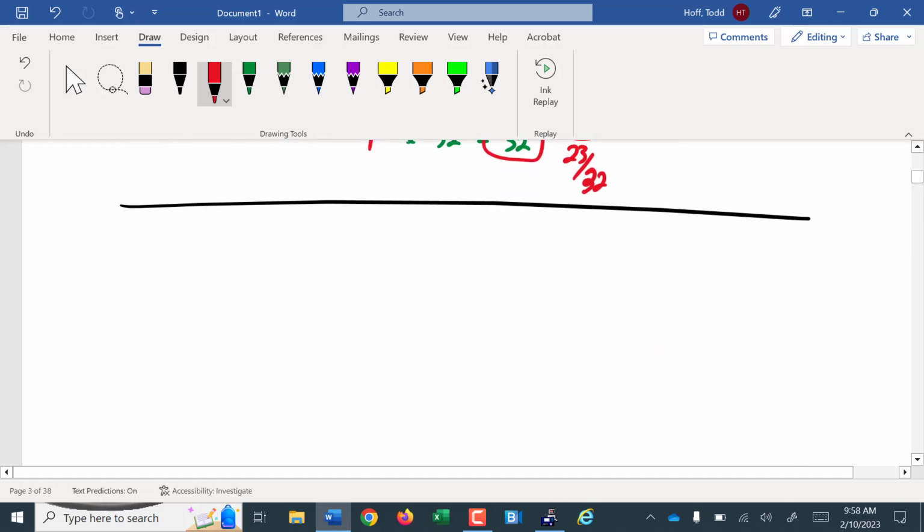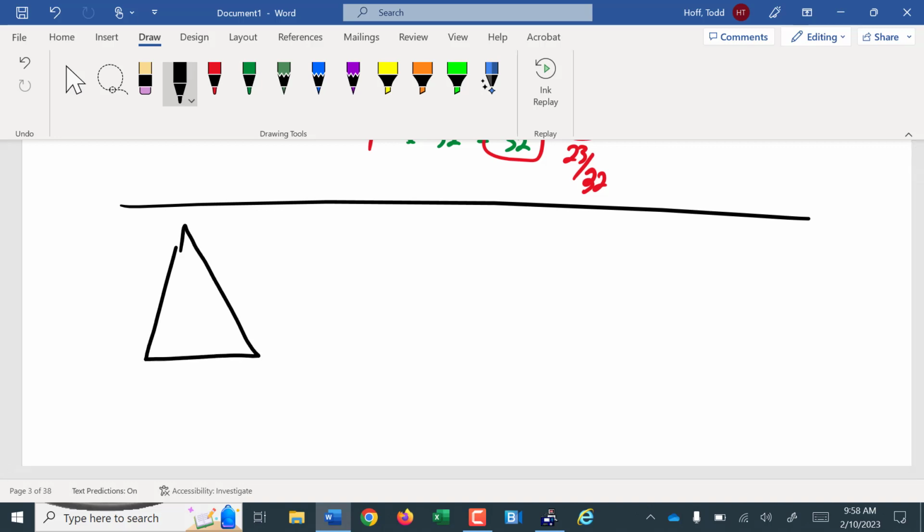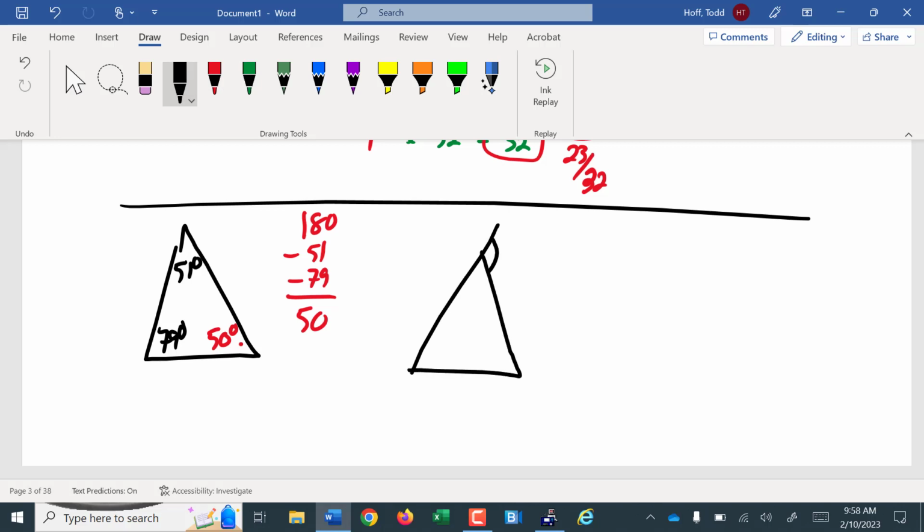Okay, so 14 through 16 are just finding missing angles. So if we have 51 degrees, 79 degrees, what's this one have to be? 50. Again, it's just 180. We subtract the other two angles to get what's left over. And this one, if this angle is 131, this angle has to be 49. Again, a straight line is 180 degrees. So it's just 180 minus 131 to get the 49.